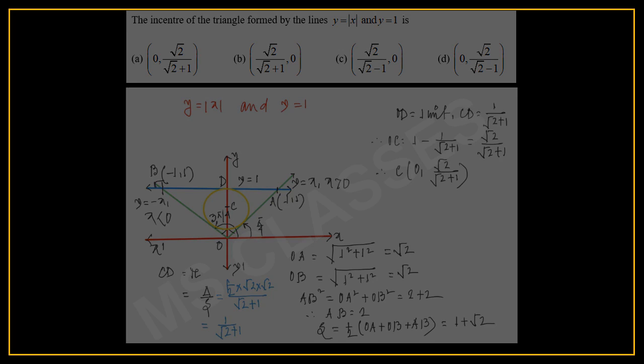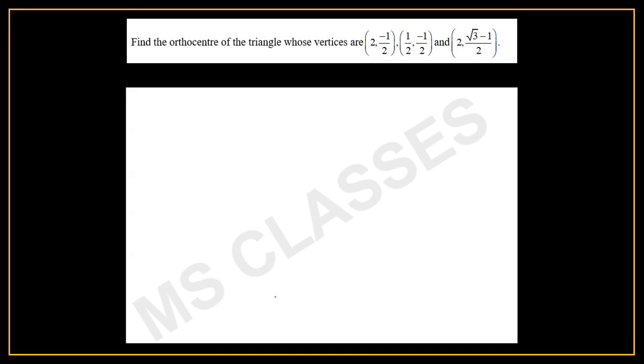And therefore the required incenter will be (0, root 2 by root 2 plus 1), which is the required incenter. So here the vertices of the triangle are given as we take A as (2, half).